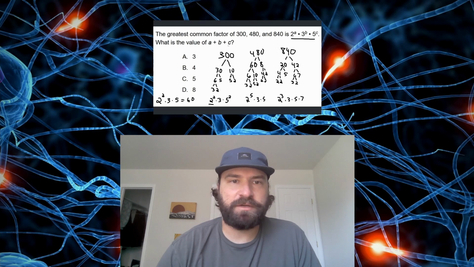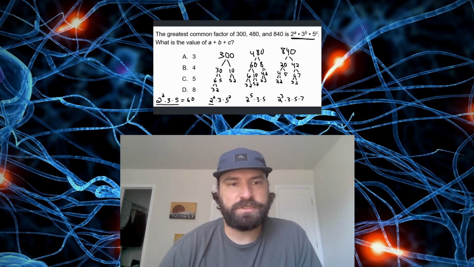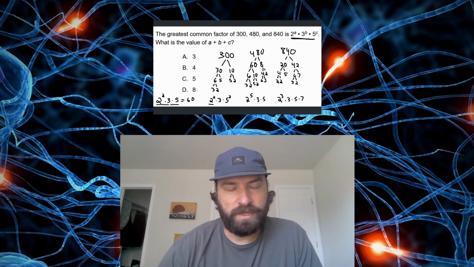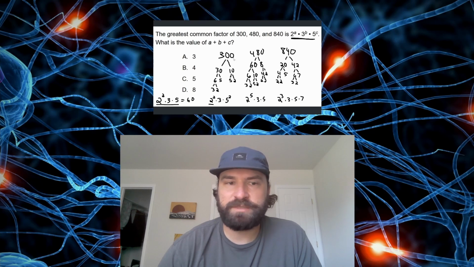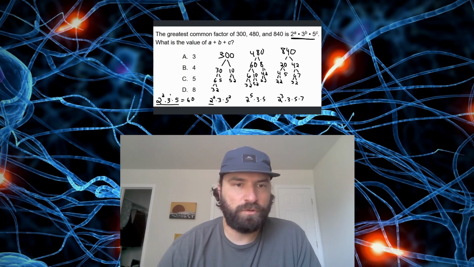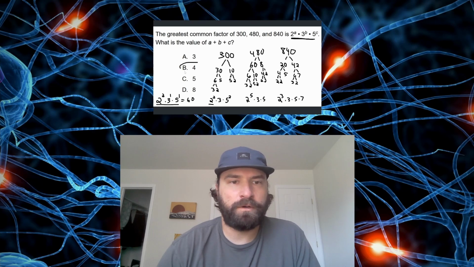The question is asking, what is A plus B plus C if it's in this format? So we just wrote out the prime factorization of our greatest common factor, which is 2 squared times 3 times 5. So the exponents on those are 2, 1, and 1. If we add 2, 1, and 1 together, we get 4. So that's answer B.